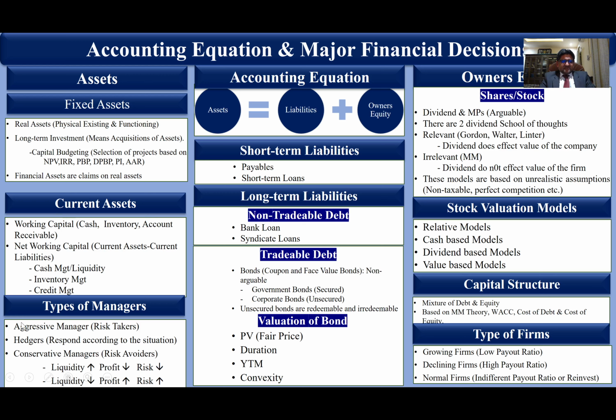Another manager, the aggressive manager, risk taker, will keep less cash or equivalent assets, and then the major part of the retained earning will be invested to meet the requirement of long-term investment. Obviously, low liquidity, risk is high, then profit will be high, because the aggressive manager has supported long-term investment from their retained earning. One is temporary, and second one is permanent working capital. Temporary working capital and permanent working capital.